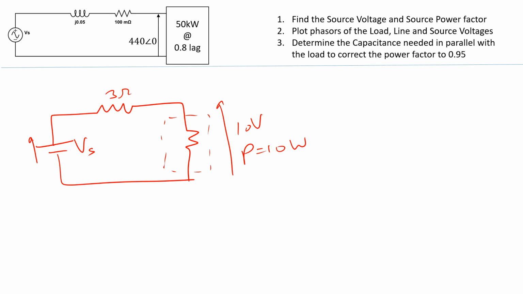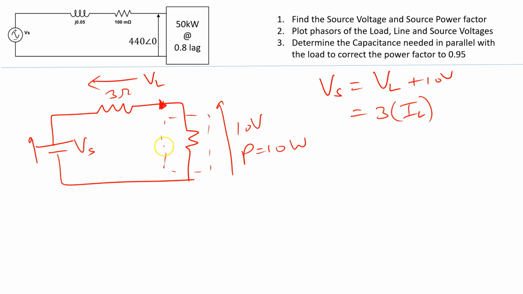The first thing I could do is find the current. So if I could find this current here, then I could simply add 10 volts to whatever this V line is. So I could say Vs is equal to V line plus 10 volts. So if I know that, then I will know what Vs is. So what is V line? V line is 3 multiplied by I line. So I need to find I line.